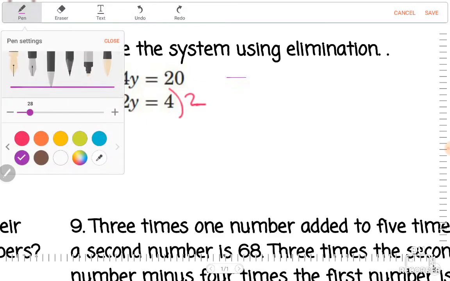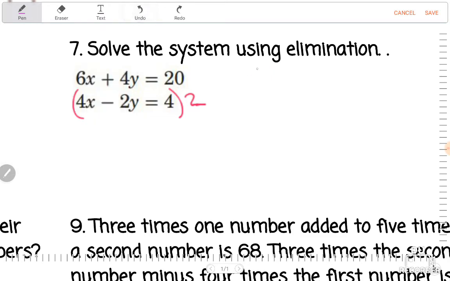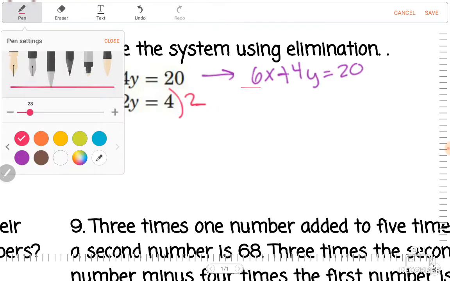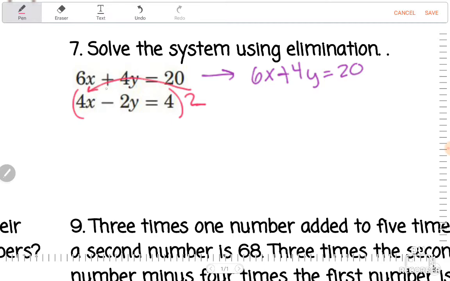All right, so I'll rewrite the first equation because I'm just going to leave that one because, again, I want that 4y, so I don't need to multiply it by anything. 6x plus 4y equals 20. And then I rewrite this equation, so 2 times the 4x gives me a positive 8x. 2 times -2y would be -4y. And then 2 times 4 gives me 8.